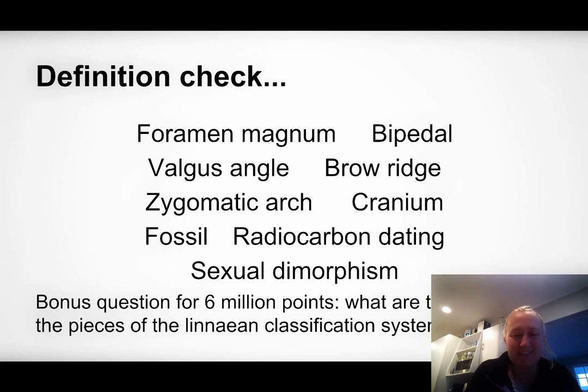Bonus question down there for 6 million points. What are the names for the pieces of the Linnaean classification system? A reminder is Kiwis play cricket on flat green surfaces.